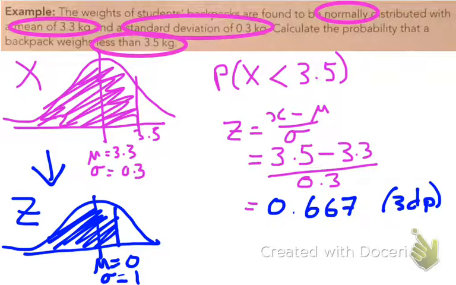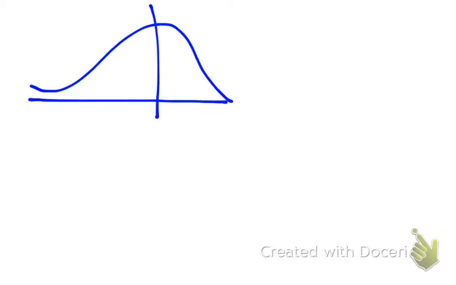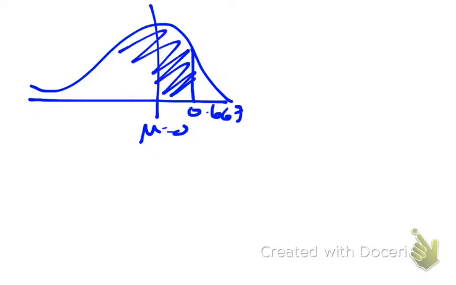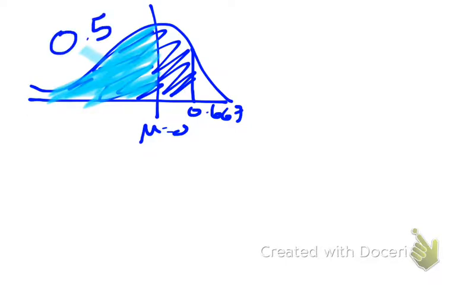Now we need to go to the tables themselves, and we've got to find out what it is that we're trying to do. So let me jump onto the next screen. So what we've got is our standard normal with our mean of 0, there's our value of 0.667, and I want to try and find that whole area that is below 0.667. Now what we do know is if I just look at all of the area below the mean of 0, I know that area has a probability of 0.5.